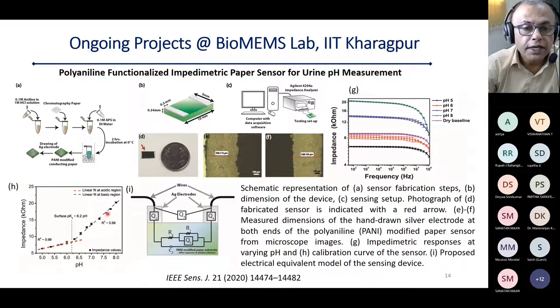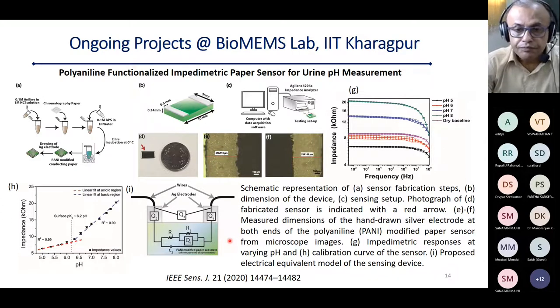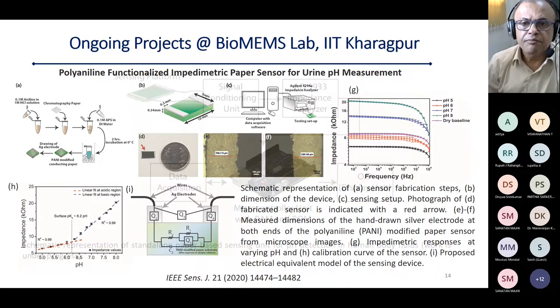And now if this calibration data is fed into your embedded system, you can analyze the pH value of an unknown sample. And if any one of you is interested, you can go through this journal publication of ours in 2020, IEEE Sensors Journal. Details are there.